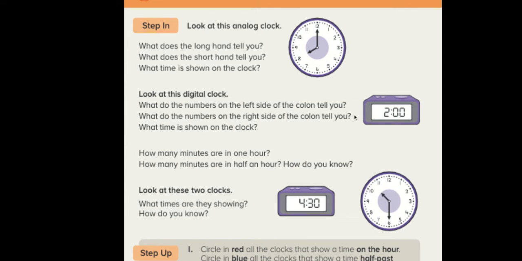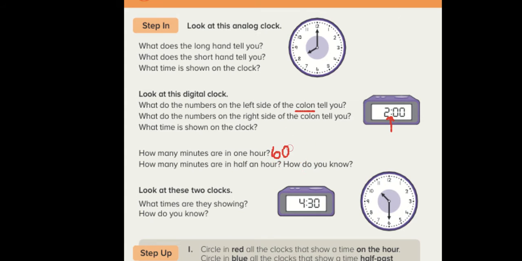And let's take a look at the digital clock. What do the numbers on the left side of the colon tell you? Well, first of all, a colon is the name for these two dots right here in between the 2 and the 2 zeros. That is called a colon. So what do the numbers on the left side of the colon tell you? That's the hour. And the numbers on the right side of the colon tell us the minutes. What time is shown on the clock? This is 2 o'clock.